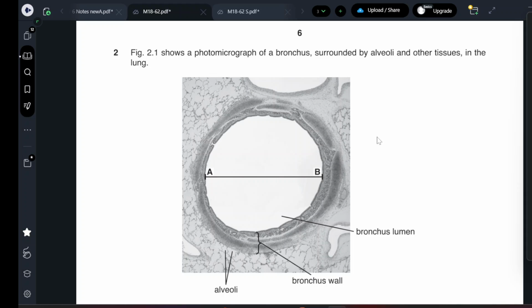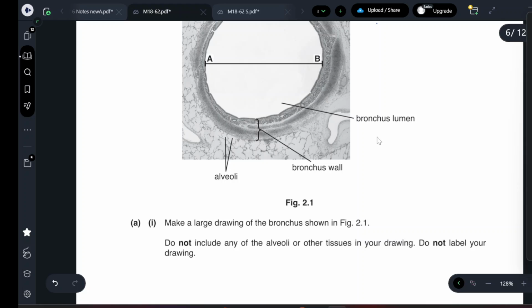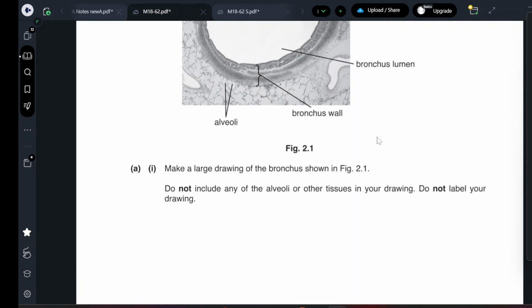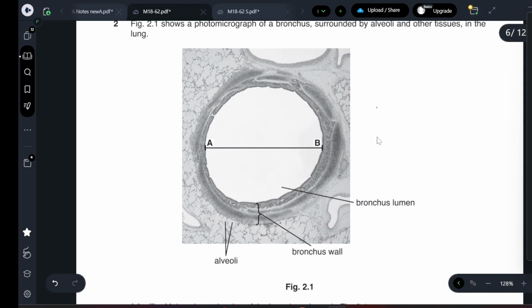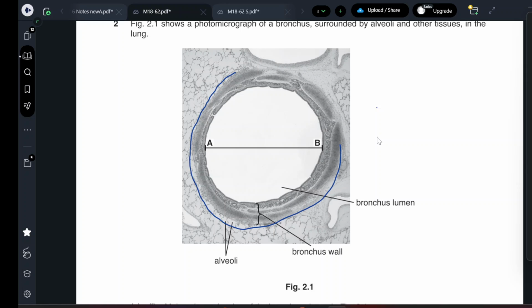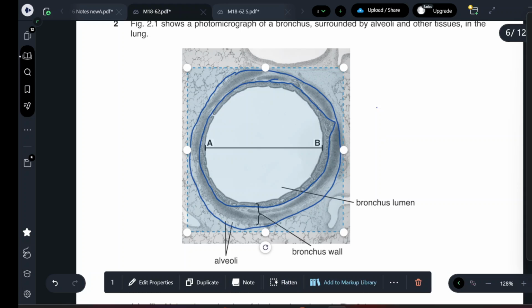Question 2, photomicrograph of a bronchus surrounded by alveoli and other tissue. He wants you to make a large drawing of the bronchus. Do not include any alveoli or other tissues. How am I going to draw? We draw outlines, an oval outline for the bronchus, okay? And then there is a second layer here, this layer with a triangular part coming out, the second layer. And then I have a third very thin layer.